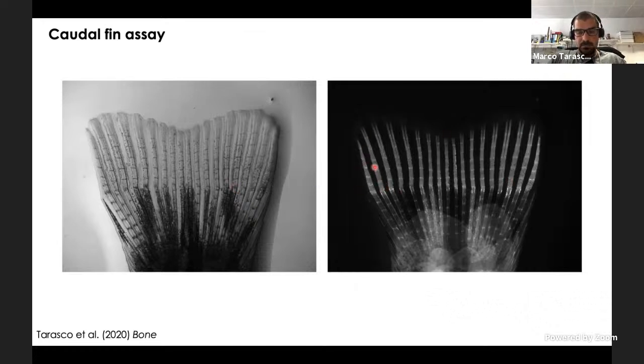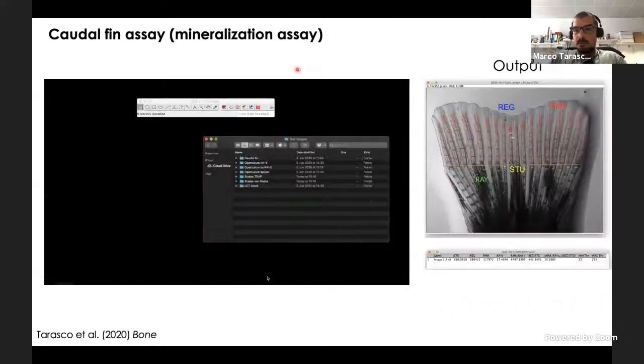We also take some ray morphometrics, such as the number of regenerated segments, and the width and the length of each one. And as you can imagine, this really will take a lot of time if we measure each segment manually. So now I will show you shortly how the macro works, for example, during the mineralization assay.